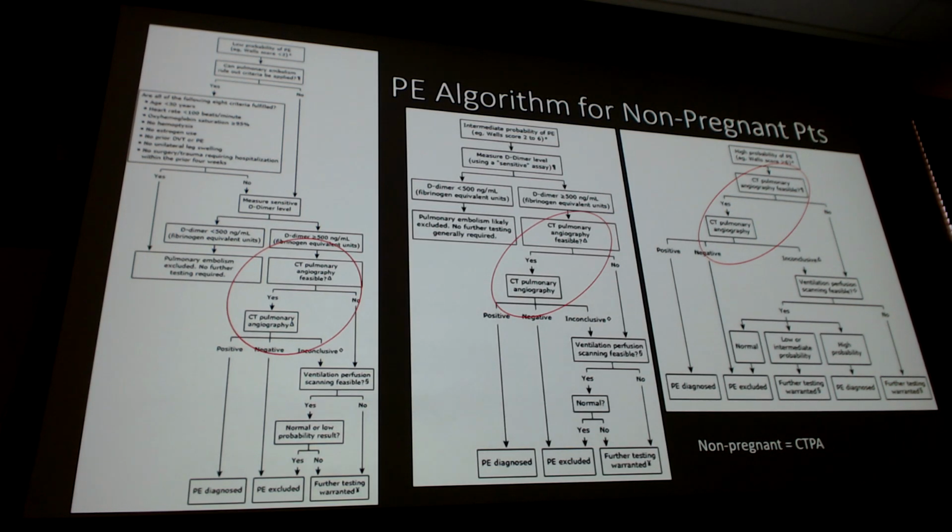What I need you to know is the big red circles. If I have a non-pregnant patient, can I do a CTPA, CT pulmonary angiography? If the answer is yes, because they can handle the contrast, that's what they get. If the answer is no, because they can't have the contrast, I'm getting my ventilation perfusion or my VQ scan. Non-pregnant patients, that's the algorithm. For non-pregnant patients with suspicion of PE, can they have contrast, can they not? That tells you what to order. Start always with the CTPA unless they can't have the contrast.